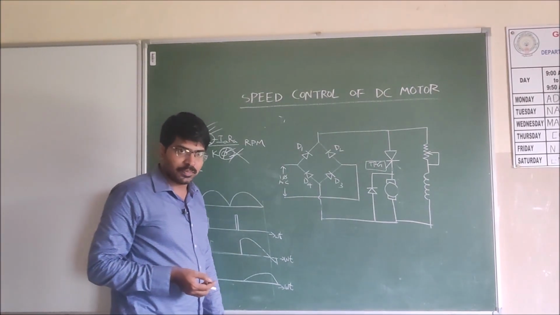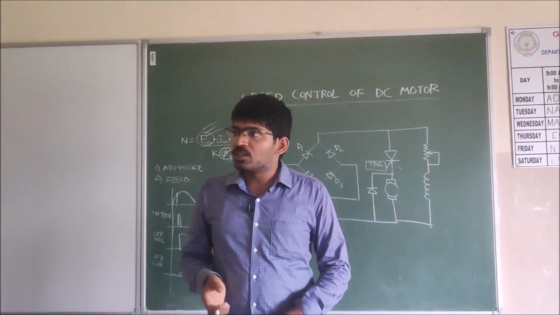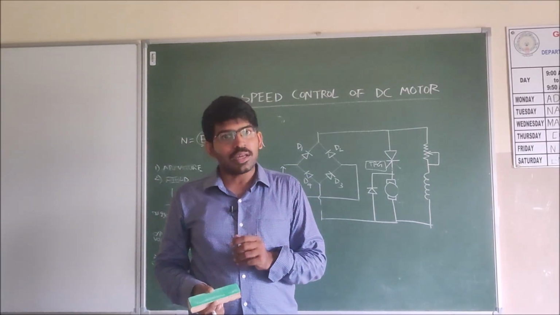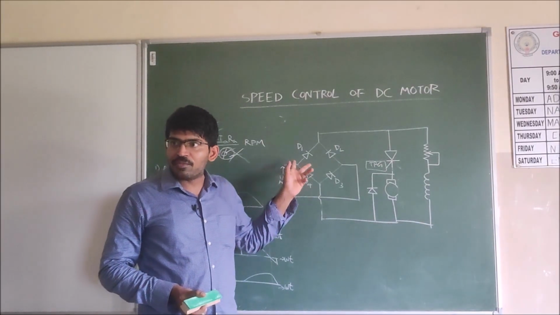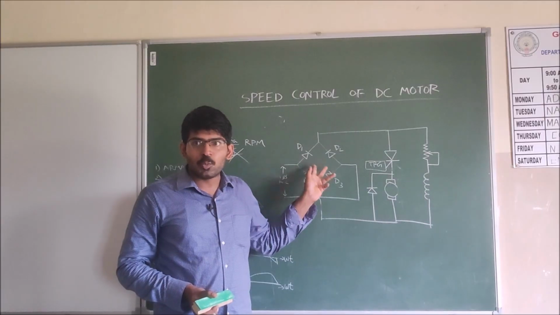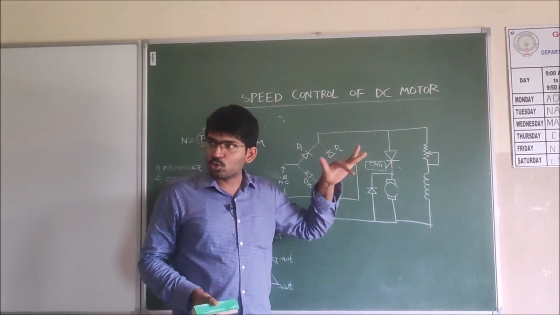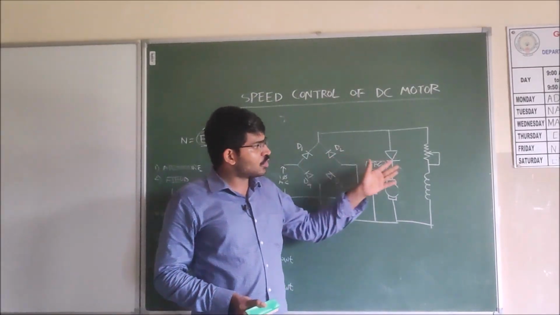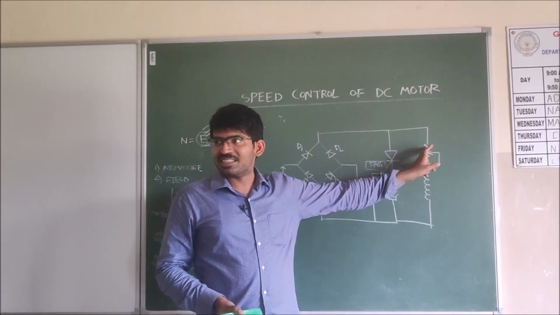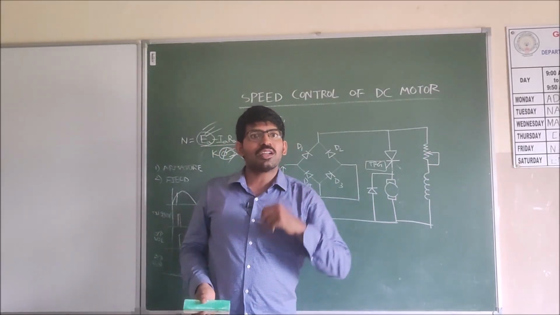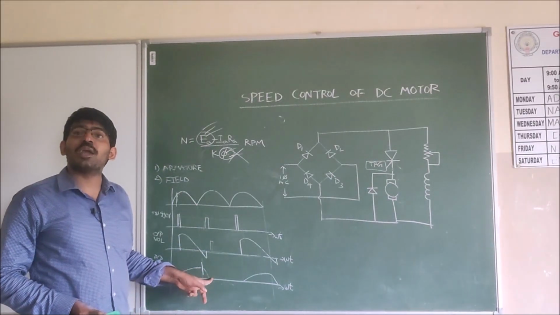So here we have discussed controlling the speed of a DC motor using the thyristor. This is the single phase AC supply. We give it to the bridge rectifier, and the output of the bridge rectifier is pulsated DC. This pulsated DC we give to the motor through the thyristor, and also to the inductor through the variable resistor. When the inductor stores more energy, it will take more time to discharge.